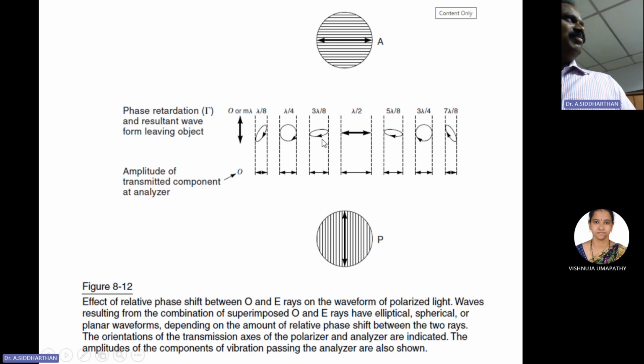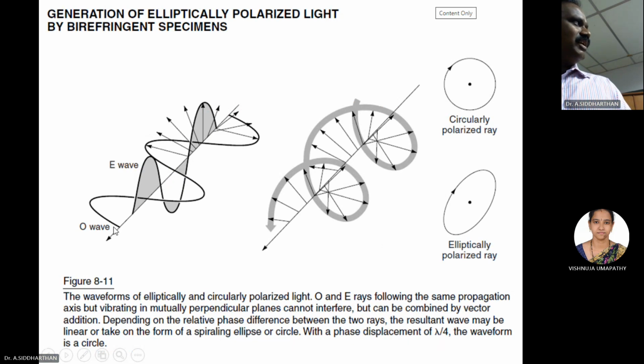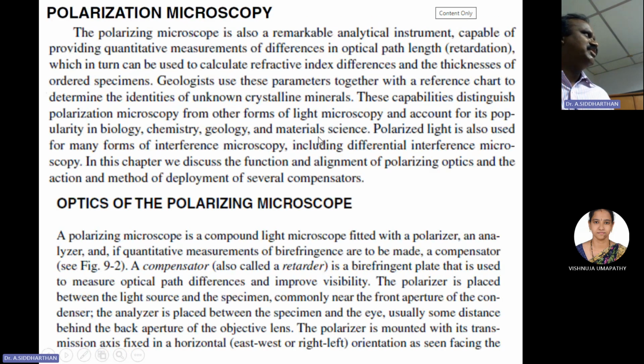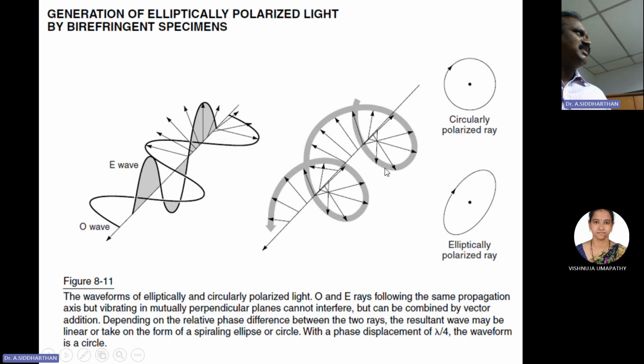Elliptical, circular, elliptical; this is plane polarized, elliptical, circular. All this happens because E and O differ by some phase lag. When it is a multiple of lambda by 4, it is circular. When it is a multiple of lambda by 8, then it is elliptical, and that elliptic axis also will be modified. So these things are used in the polarization microscope.